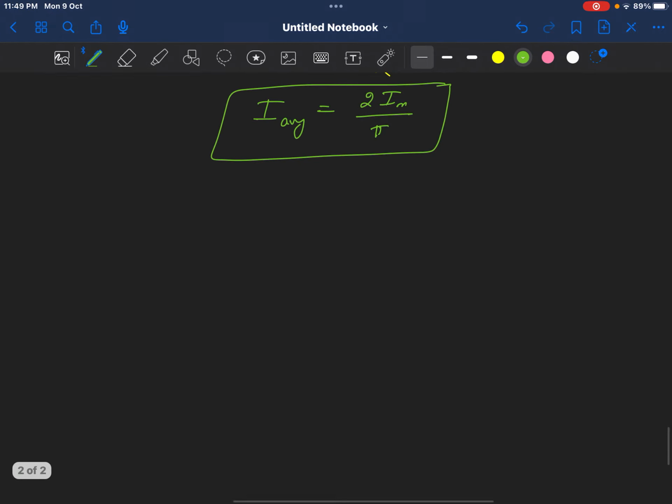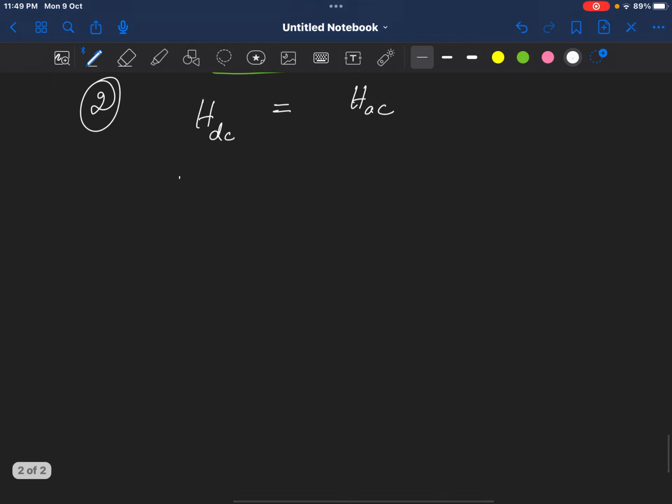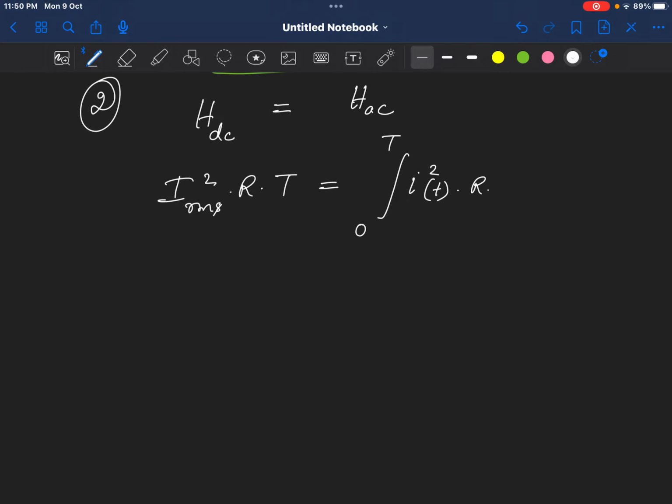So for RMS current, we will equate the heating due to DC current to the heat due to AC current. That DC heat is nothing but I RMS square into R into T, and it is equal to the integration from 0 to t of I square t into R dt.